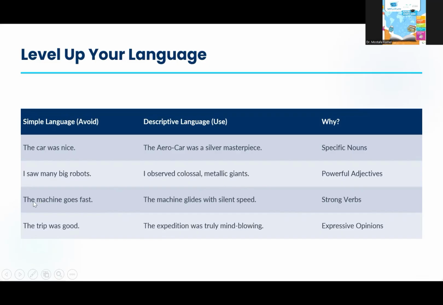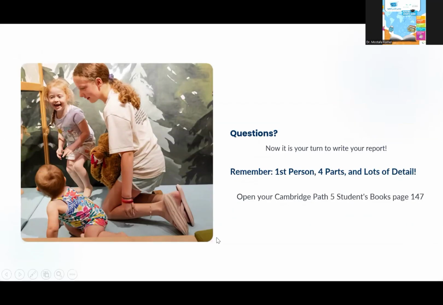Also, if I say the machine goes fast, that's easy and simple. I should say the machine glides with silent speed. I use the word glides instead of the word goes, which is a stronger verb. Also, I can say the trip was good, which is a simple language. But if I say the expedition was truly mind-blowing, here I used expressive opinion and it is better.